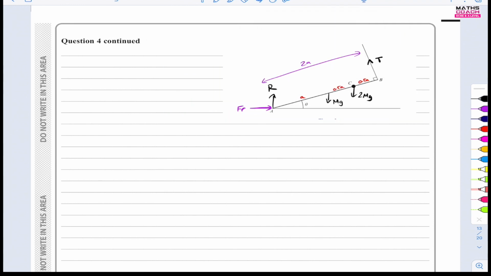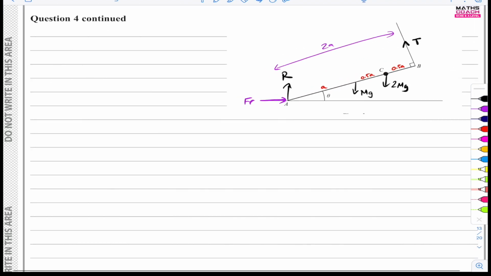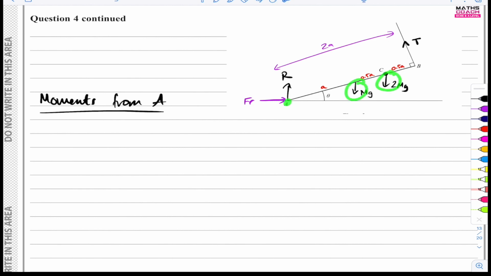Okay. So here's the drawing. I'm going to take moments from A. So moments from A. If I'm taking moments from here, I've got two forces that are going around that, so it's going to be going clockwise. And T is going to be going anti-clockwise.